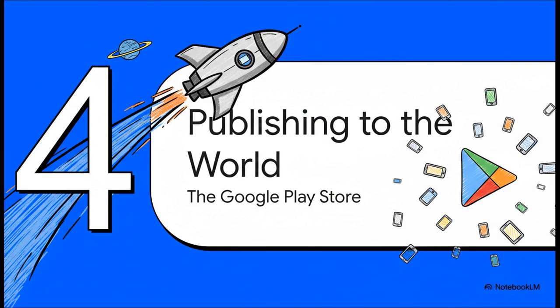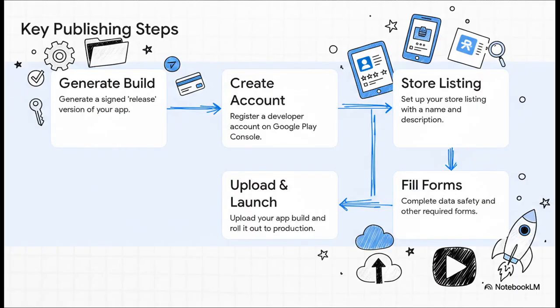So, our app works. We've tested it. We're happy with it. What's the last step? Well, it's time to take it out of our little workshop and put it on the world's biggest stage, the Google Play Store. Now, this part of the process is less about code and more like filling out paperwork. You have to package your app in a special release format, create a developer account, write your app's description, upload some screenshots, the usual stuff. You answer a few questionnaires, upload the file, and then you hit that big, beautiful Publish button.